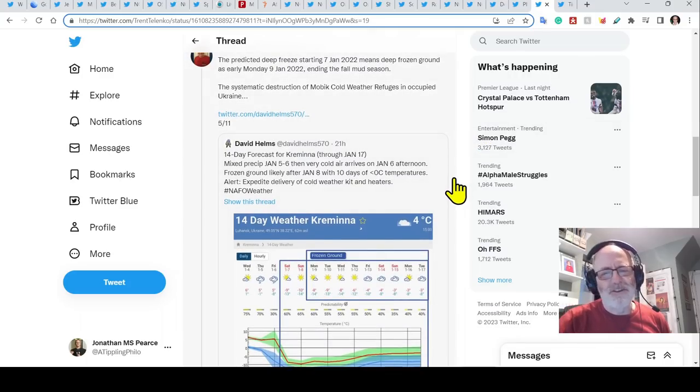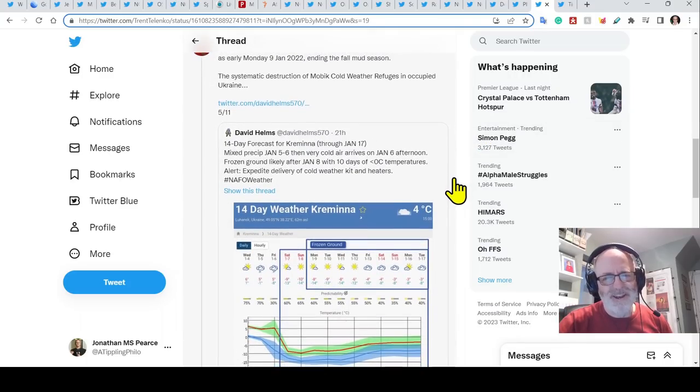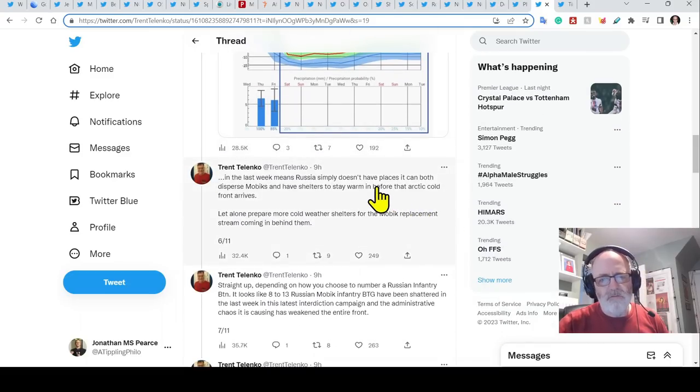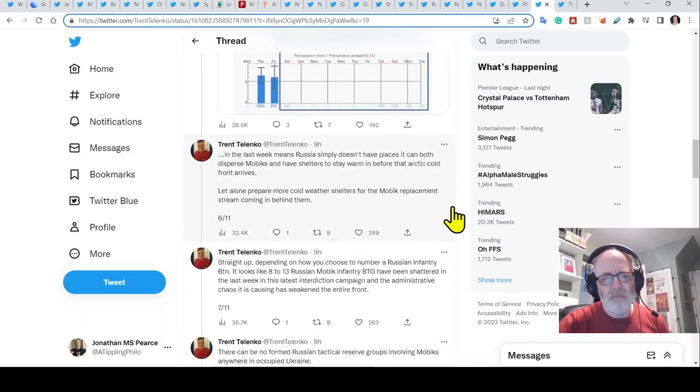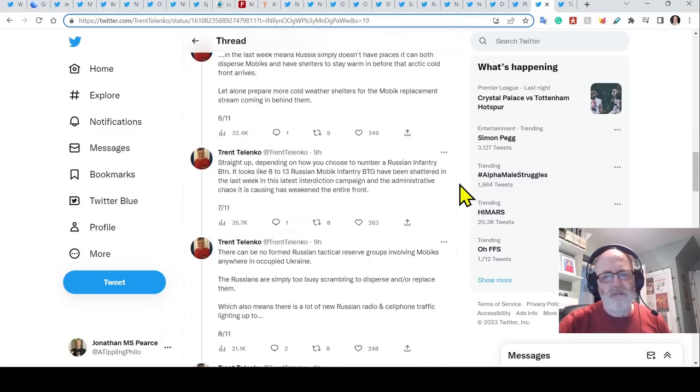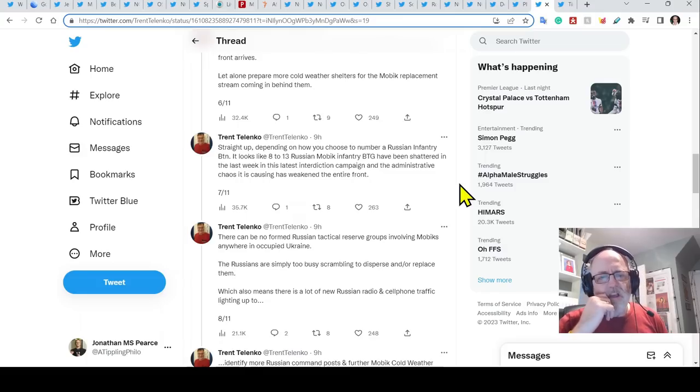The systematic destruction of mobic cold weather refuges in occupied Ukraine, and that's looking at the weather there in the last week, means Russia simply doesn't have places it can both disperse mobics and have shelters to stay warm in before that Arctic cold front arrives, let alone prepare more cold weather shelters for the mobic replacement stream coming in behind them. Straight up, depending on how you choose to number a Russian infantry battalion, it looks like 8 to 13 Russian mobic infantry BTGs have been shattered in the last week in this latest interdiction campaign, and the administrative chaos it is causing has weakened the entire front.